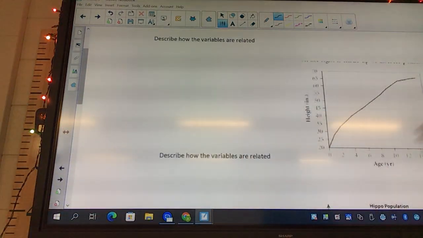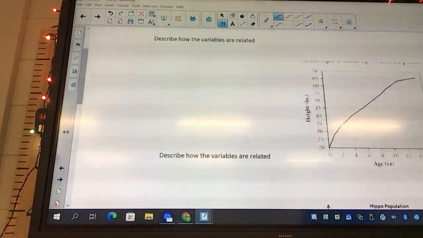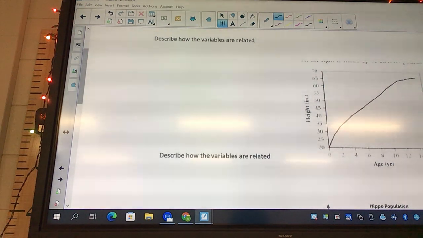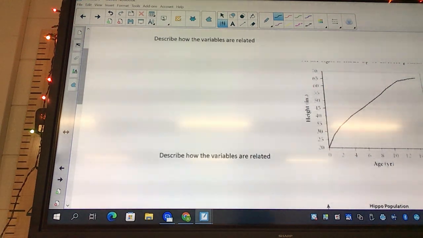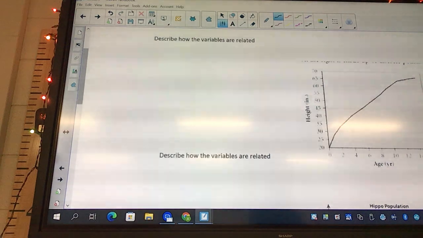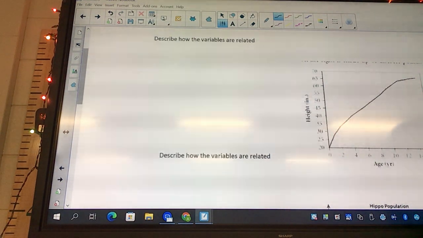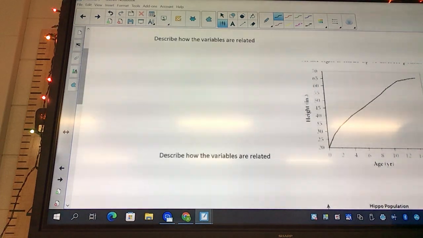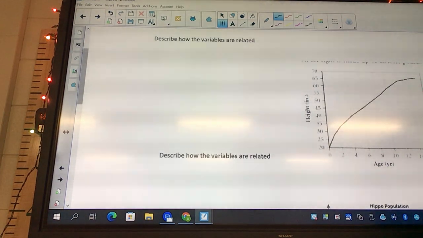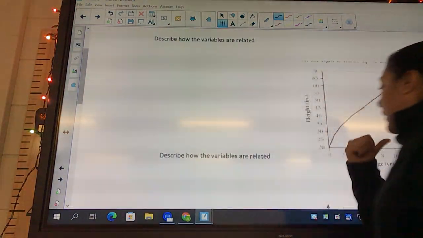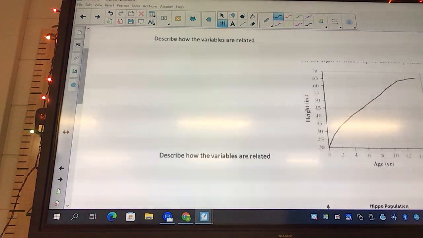So, what are the two variables? What are the two variables? Age and height. Okay, so you always go this way first. We always go, as my age goes up, what happens to my height? It goes up. So when you're describing the variables, you need to make sure that you're stating age and height and what each of them is doing.